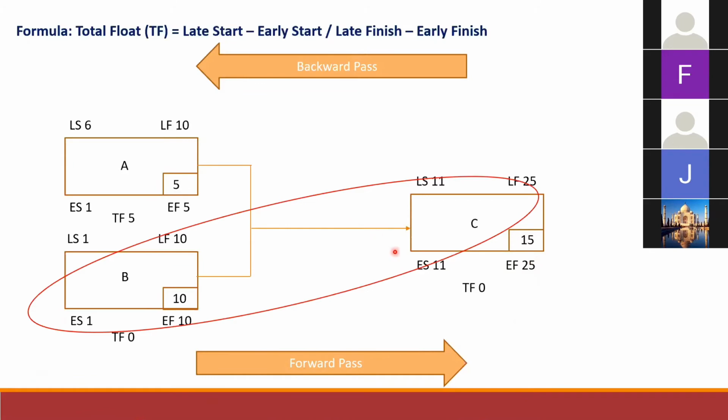So if there is any delay to either activity B or activity C, indirectly your project finish date will be affected and pushed forward from its original finish date.